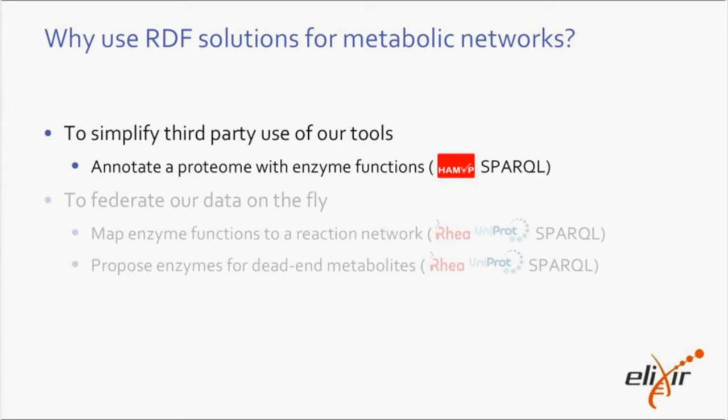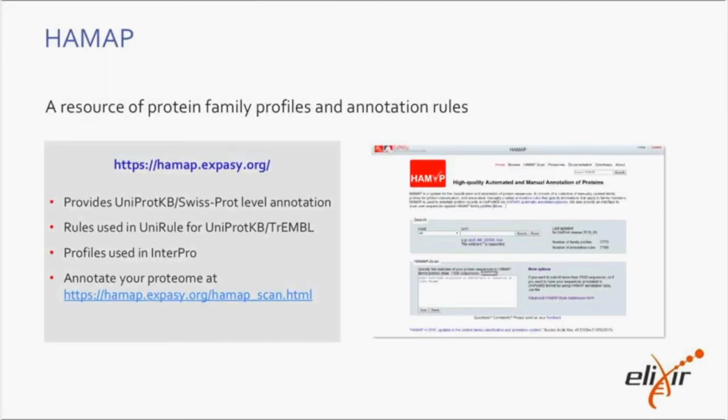So if we look first at the development of the SPARQL for HAMAP. For those of you who don't know, HAMAP is a resource of protein family profiles and annotation rules, so it can be used to classify protein sequences and generate annotations for them. It's created by people doing manual curation within the UniProt team, and the rules are used in UniRule for the annotation of UniProtKB TrEMBL. So it's part of the production pipeline used in UniProt. The profiles themselves are also used in other resources like InterPro to provide protein family classification of their sequences.